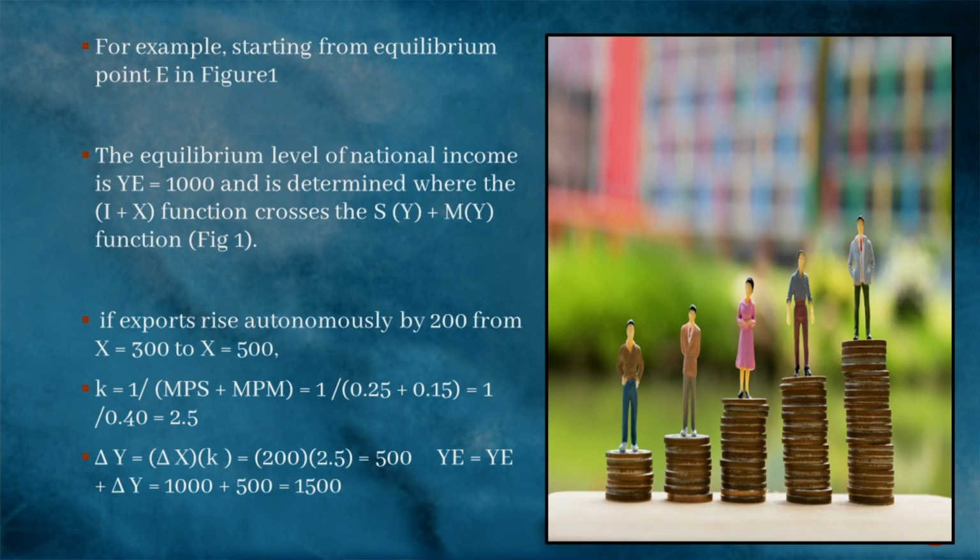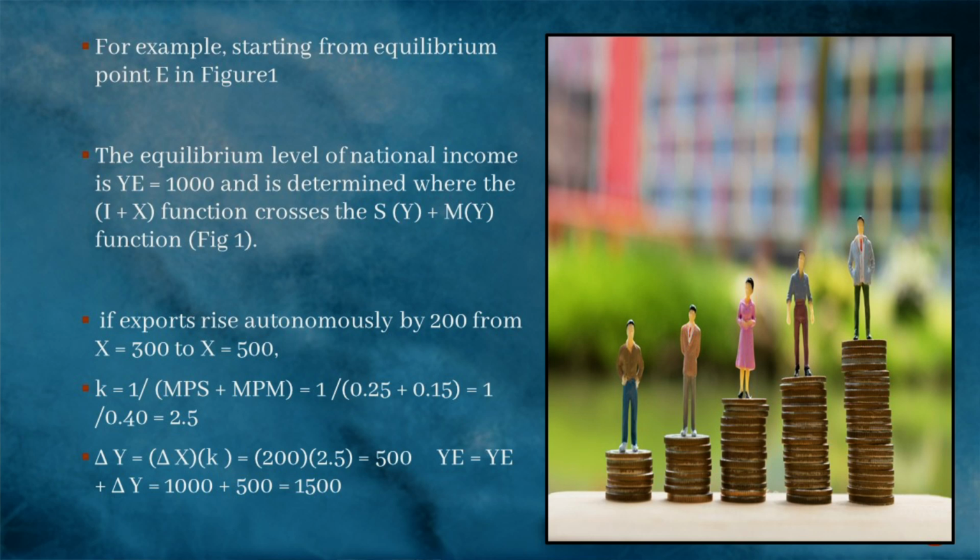So now the new equilibrium income is the initial equilibrium YE plus the change in income. Initial equilibrium income was 1,000 rupees, and you have 500 rupees added to that. So 1,500 is the new equilibrium income, which we denote as YE dash.